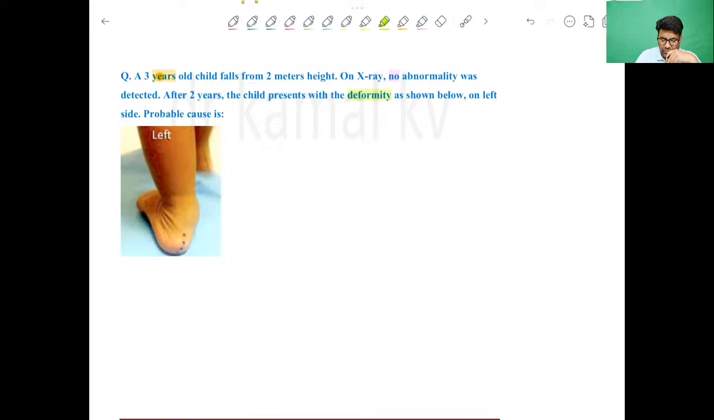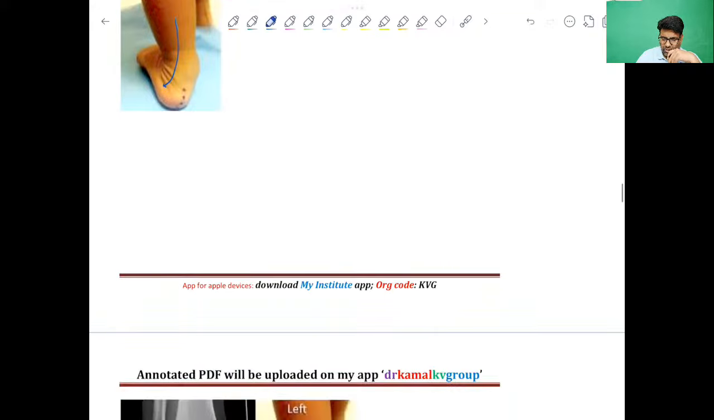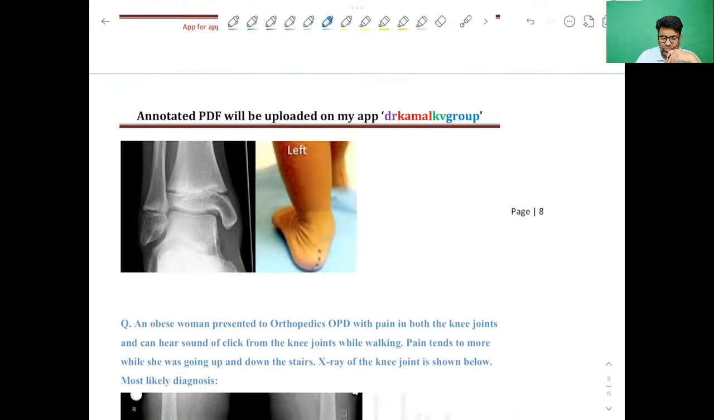Now what happens if you look here, there is calcaneo valgus kind of deformity, right? So this is calcaneo valgus. Now to understand this you need to know the radiological anatomy, and I think most of you must be knowing that this is the physis, which is also known as the growth plate.